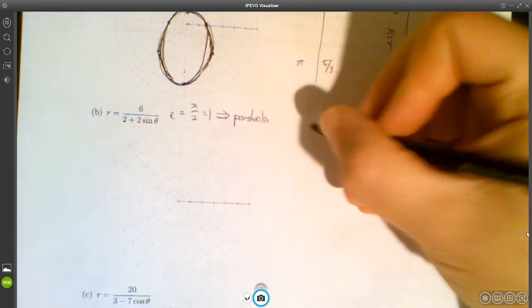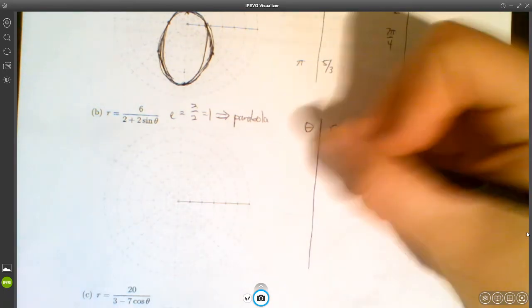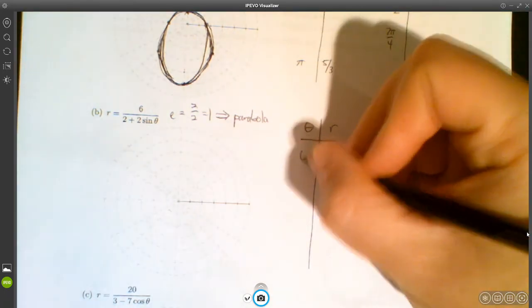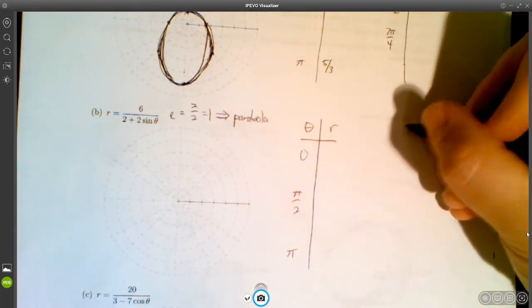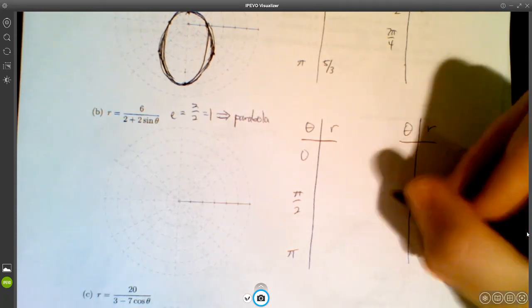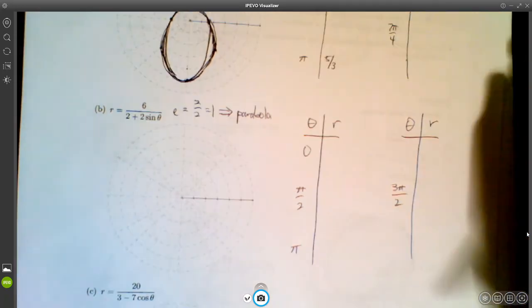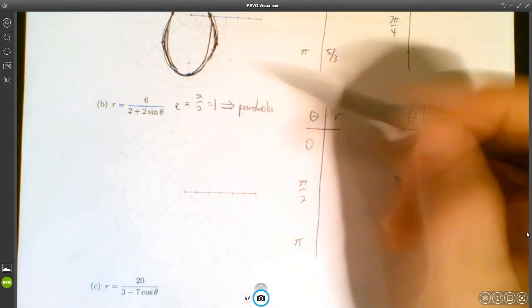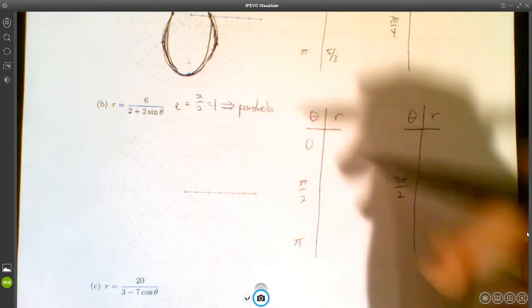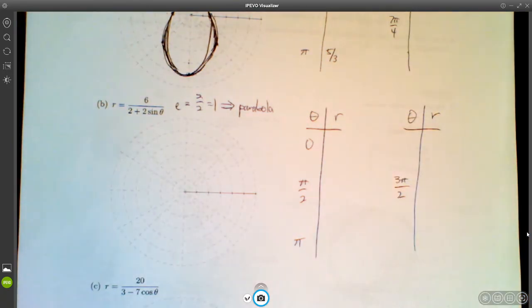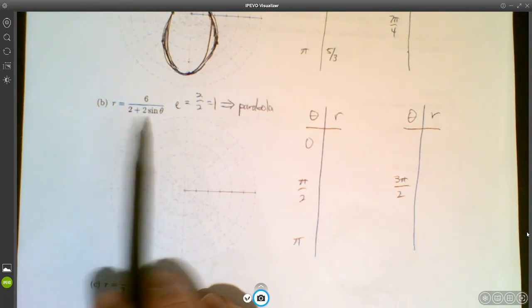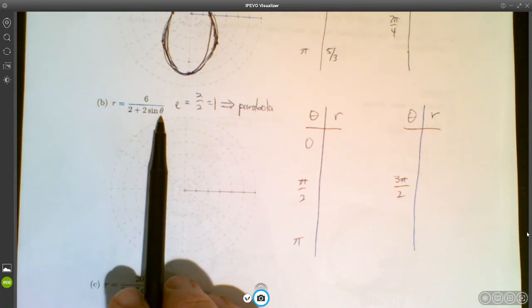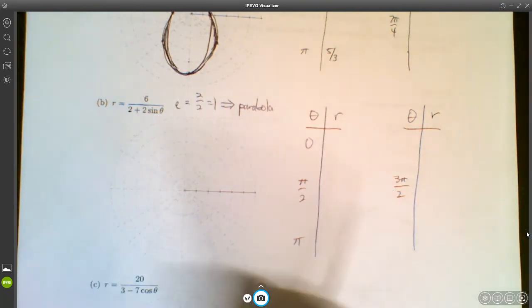Same deal. I'm going to plug in 0, pi over 2, pi, and then I'll plug in 3 pi over 2. And if I need to come back and fill in some blanks, I will. I have a feeling I am going to have to, because this is a parabola, which is kind of weird because it never closes in on itself, right? Oh, and that makes sense because, check it out, you're going to get something undefined whenever theta is equal to 3 pi over 2, right?